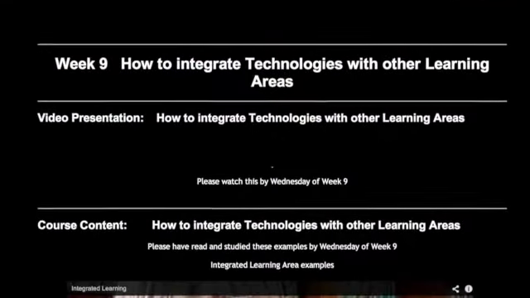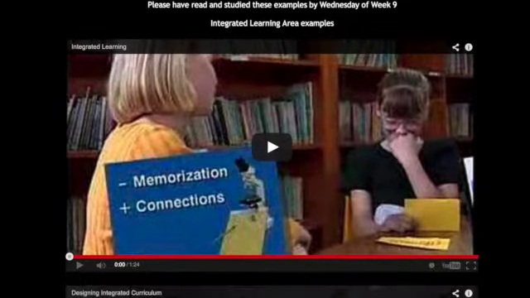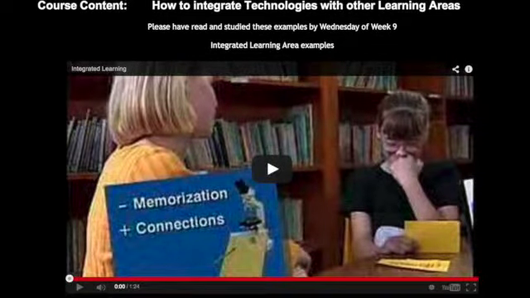So here you'll see a number of examples of how to integrate technologies into other learning areas. So with design and technology, generally for almost every activity or design challenge you would think to create in design and technology, you need some context in which to base that challenge.